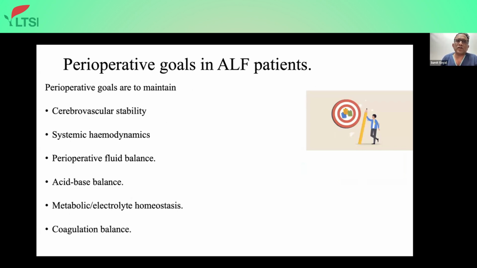The perioperative goals of management in ALF patient are to maintain cerebrovascular stability, systemic hemodynamics, perioperative fluid balance, acid-base balance, metabolic and electrolyte homeostasis, and finally coagulation balance.